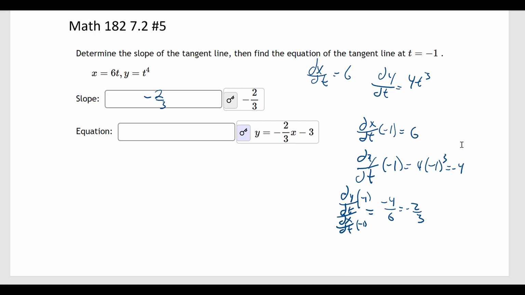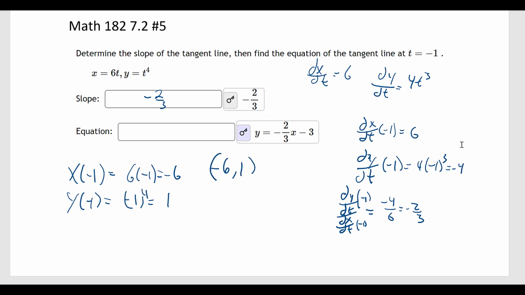Now if we want the equation of the line at this point, we can just look at x of negative 1. That's going to be 6 times negative 1 to give us negative 6. And y of negative 1 is going to be negative 1 to the 4th power, which is 1. So the corresponding point is negative 6, 1. So using the point slope formula, y minus 1 equals the slope negative 2/3 times x minus negative 6.